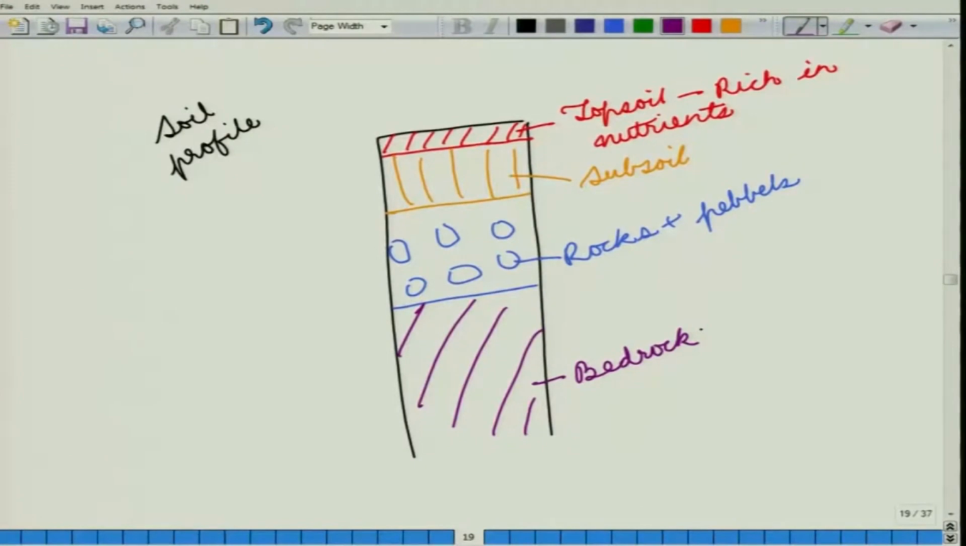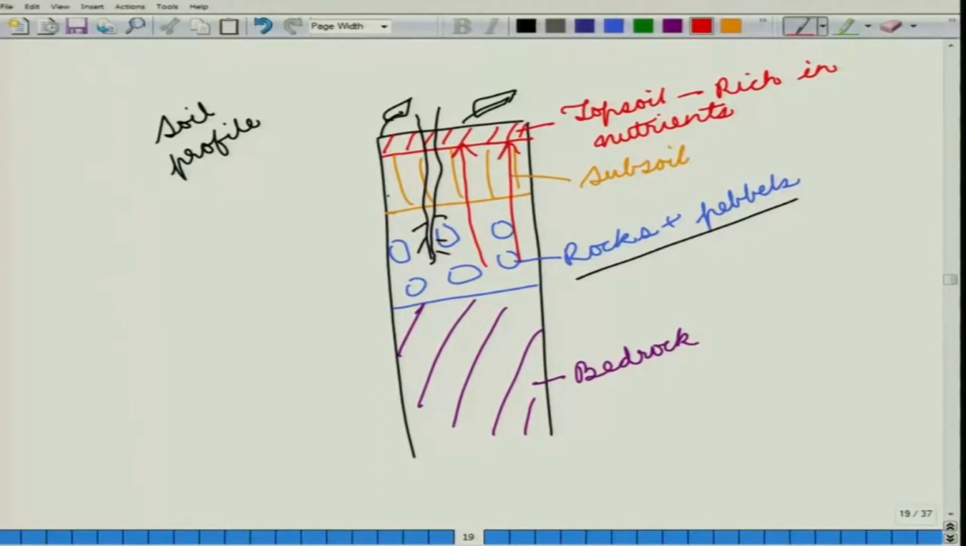Now, what your roots have done in this case is that once these roots have gone down, they have their root hairs and they have been taking the minerals from these rocks and pebbles, and later on in the form of leaves they are throwing it down to the topsoil. So, now the nutrients have gone from your rocks and pebbles layer to the topsoil. So, in this case this topsoil beneath this canopy is very rich in nutrients.